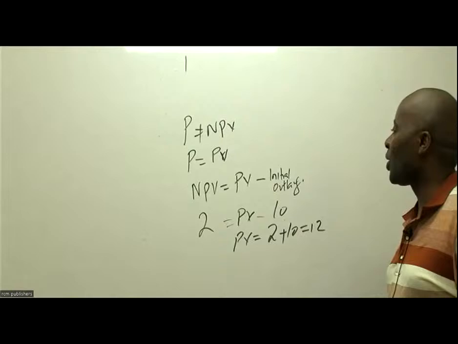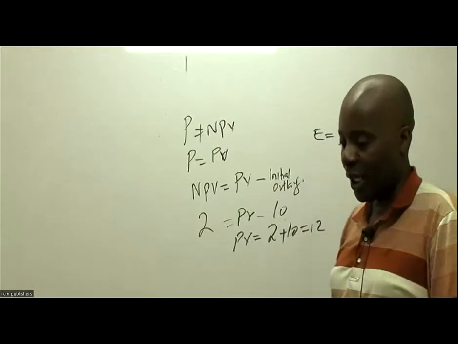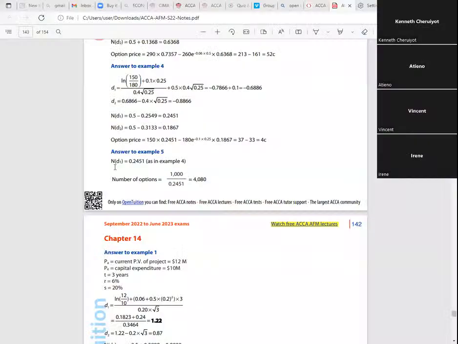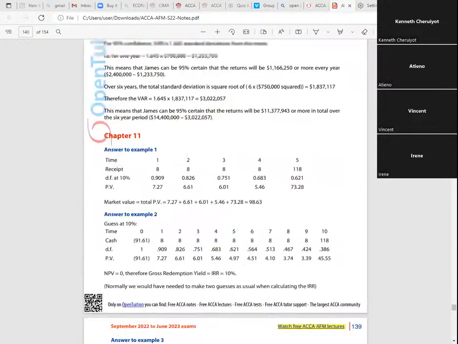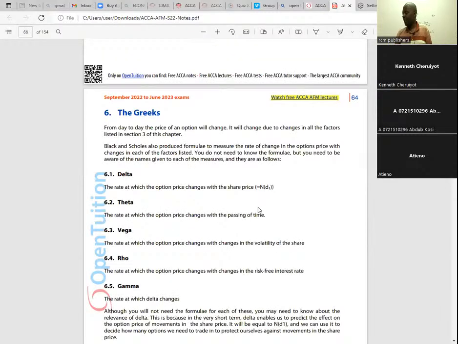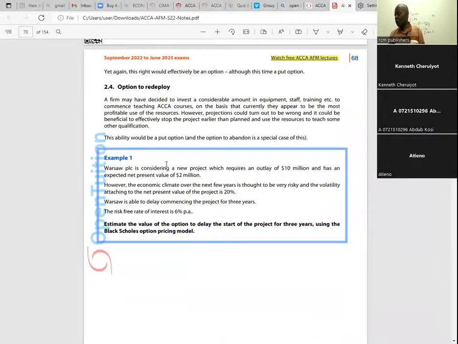Now, once I have this, I have my E. Let me read the question again. E is the exercise price. Also, the company is considering a new project which requires an outlay of 10 million. Even in future, even if you delay, you're going to pay that 10 million should you exercise that right. And it has an expected net present value of 2.